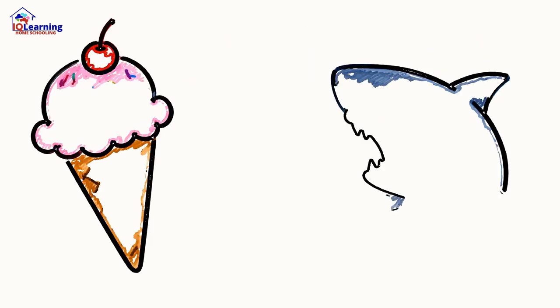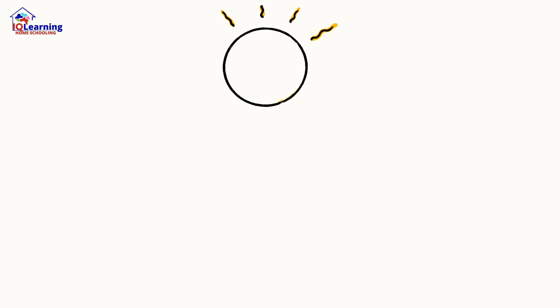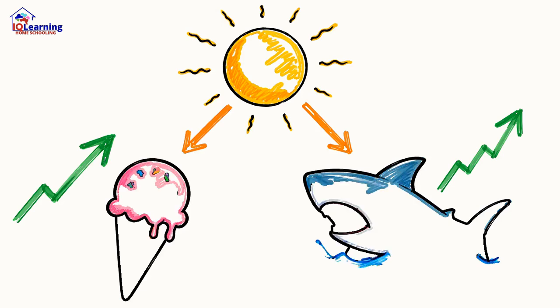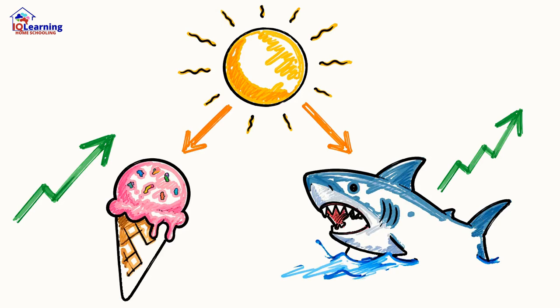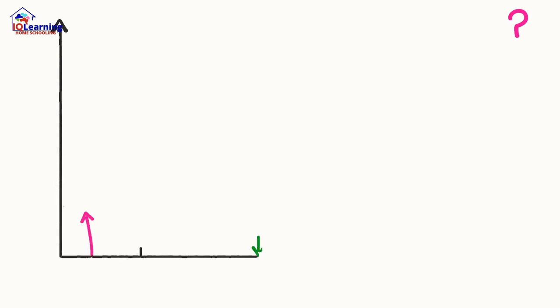But here's the most important rule. Correlation does not prove causation. Ice cream sales and shark attacks both increase in the summer. Does eating ice cream cause shark attacks? Of course not. A third factor, the hot weather, drives both. Always question the relationship.